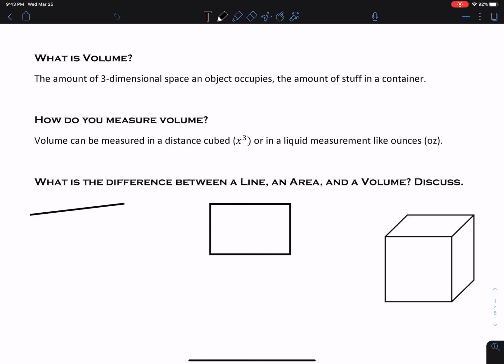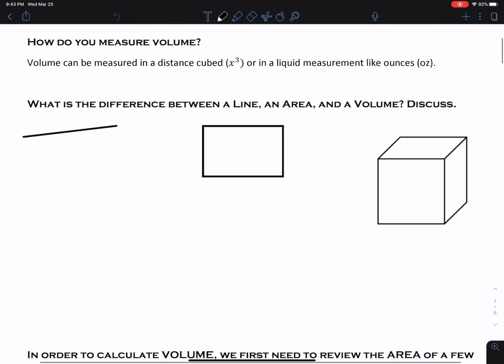Okay, this video is about volume. So volume, you probably have all learned before. We're going to start off with what is volume. It's the amount of three-dimensional space an object occupies, or the amount of stuff in a container. So, it's three-dimensional, and that is volume. So volume is always going to be cubed because it's length times width times height.